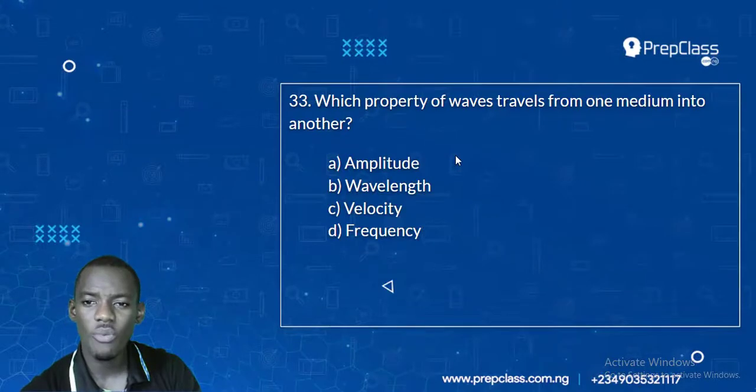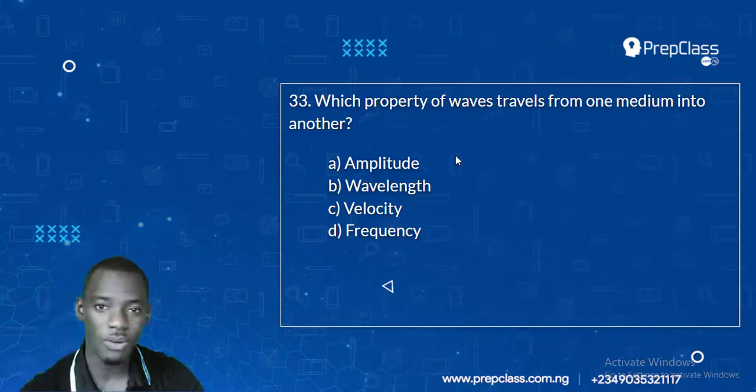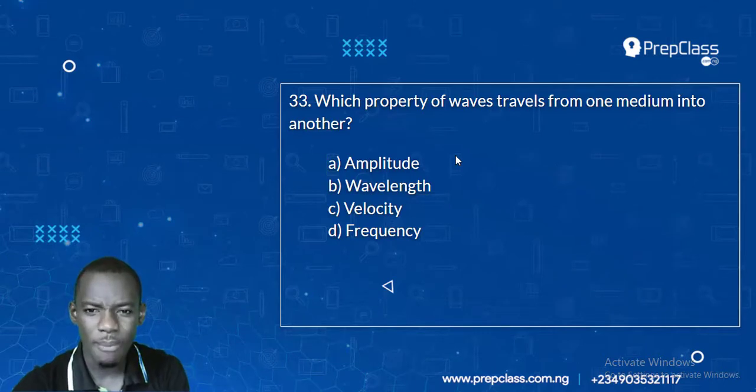Let's check out number 33 now. Which property of a wave does not change when it travels from one medium into another? Now, waves have different properties: wavelength, velocity, frequency, amplitude. Amplitude is the distance moved by the wave, either upward or downward. So the amount of displacement of a wave is called amplitude.